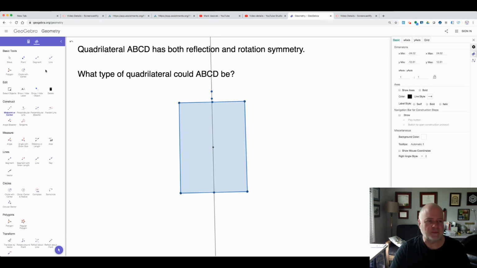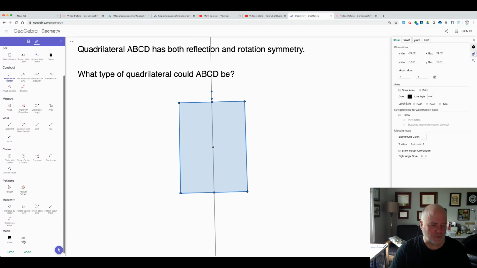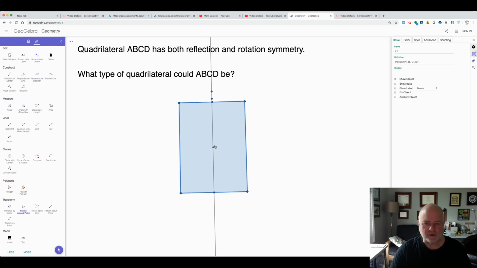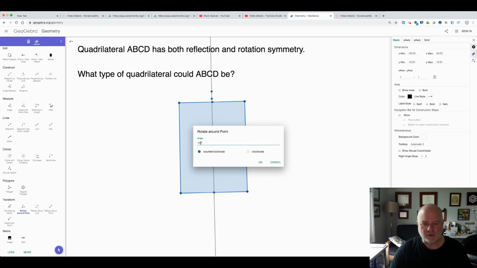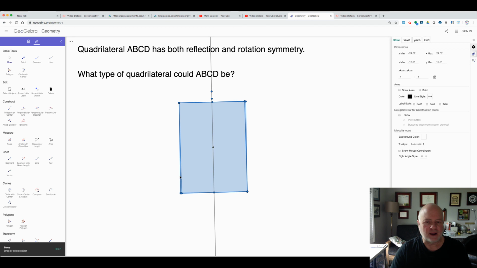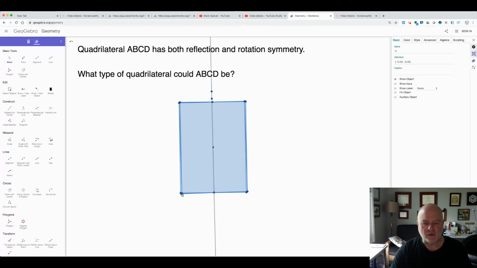Now let's rotate it. Looks like it might have a 180-degree rotation. So if I take my object and rotate it around this point 180 degrees, it's really close. That means that if I were to adjust my points a little bit, maybe I could get it to where it would actually work. I think this is true. A rectangle has rotational symmetry. A square would too.